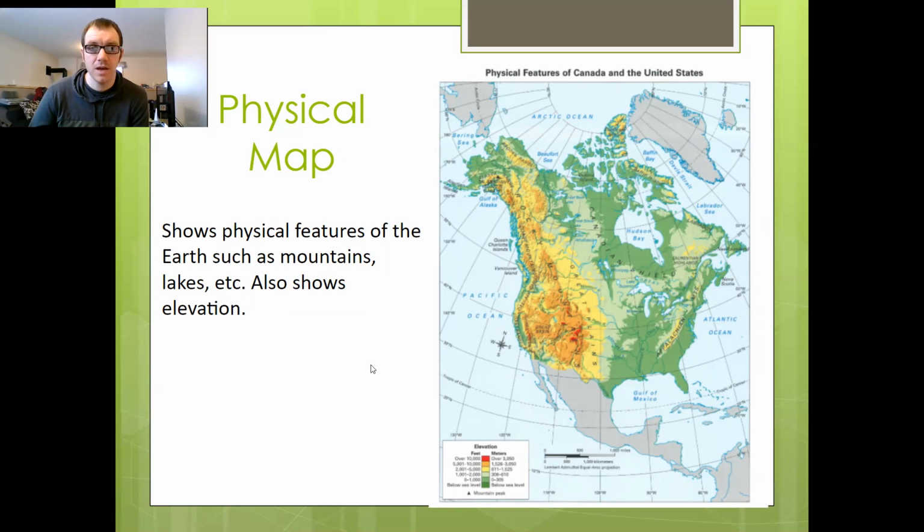I know physical maps are used a lot by different people. For example, if you're a hunter, you're going to use a physical map to figure out the type of terrain that the animal you're looking for would probably live in. If you're a fisherman, you're going to use physical maps when you use depth finders, right? To figure out what the bottom looks like, how deep it is, things like that. So physical maps are great in a lot of different ways.